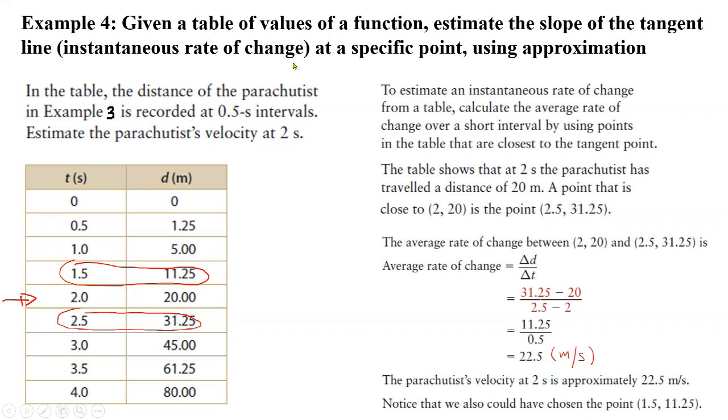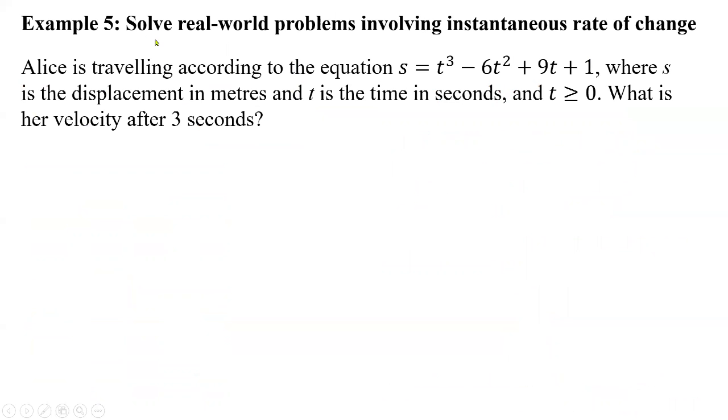All right, let's have a look at another example problem. This time we have a real-world problem that involves the instantaneous rate of change. Alice is traveling according to the equation s equals t cubed minus 6t squared plus 9t plus 1, where s is the displacement in meters and t is the time in seconds, and t is greater than or equal to 0. What is her velocity after 3 seconds? So it asks us to find the instantaneous velocity at t equals 3 seconds. Okay, so I'll give you 10 minutes to think about this question first.